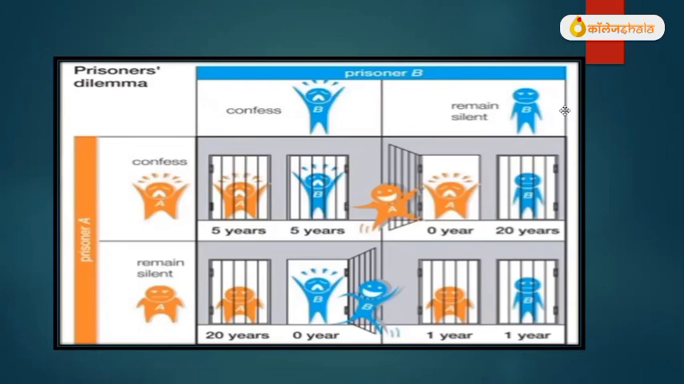But in our Nash equilibrium, if both of them cooperate with each other by not confessing their crimes and remaining silent, what is happening? See, both of them are in jail for only 1 year. They have a punishment of only 1 year in jail. So this is the Nash equilibrium. Both are cooperating with each other and having the optimum strategy.